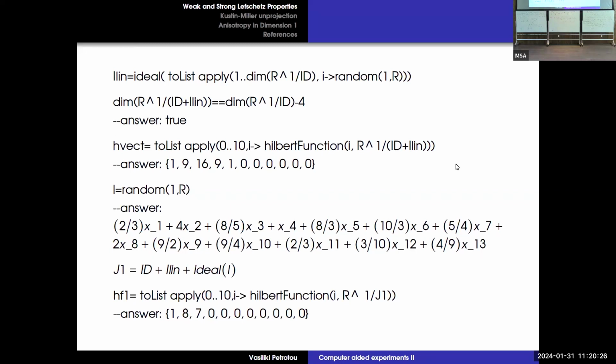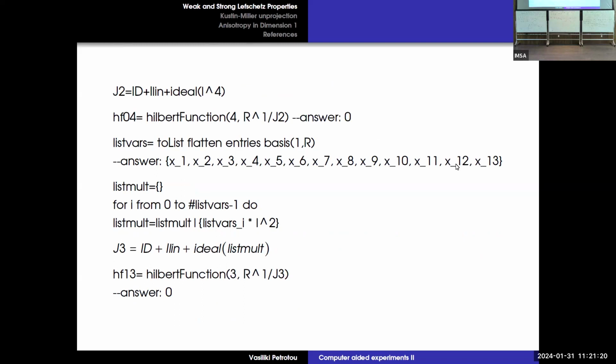The first question that we should answer is if this R_D has the weak Lefschetz property. So we consider a linear element by using random(1, R), and we should compute the rank of the multiplication by this element. So we add this linear element to the ideal of the generic reduction, and we compute the Hilbert function. And it says that this is equal to 1, 8, 7, which means it's the weak Lefschetz property, because it's a general element that is a Lefschetz element. So we have the weak Lefschetz property.